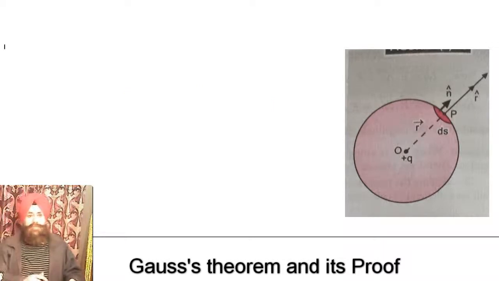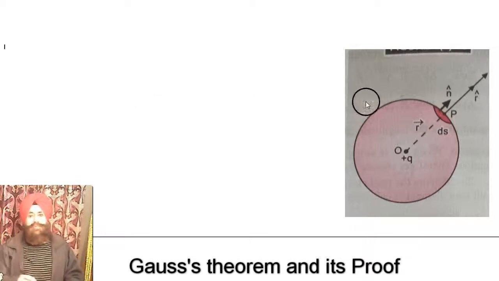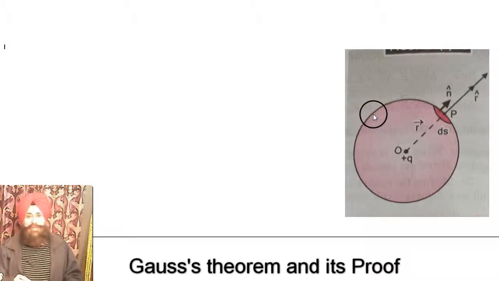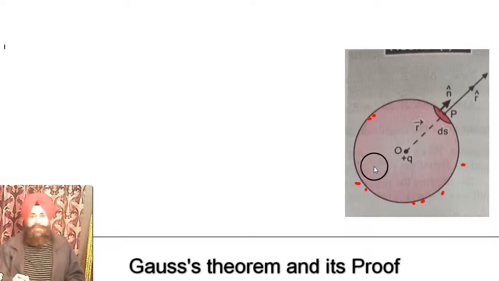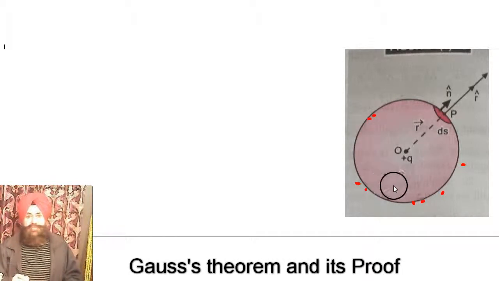Now we are coming to the proof of the Gauss theorem. How do we prove the Gauss theorem? Okay. Now this is our closed surface. It is exactly spherical in shape. And the charge enclosed by this closed surface is Q, and let it be at the center. Okay, here.